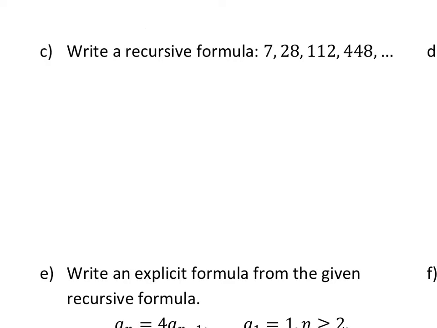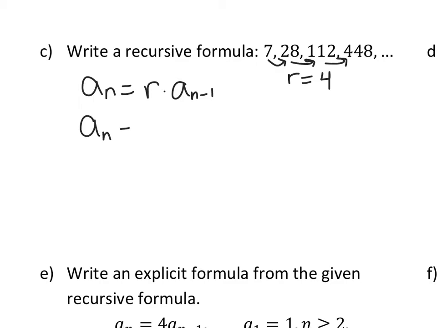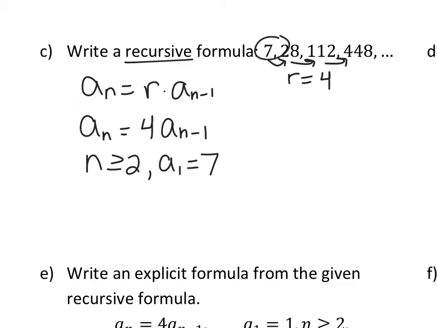Letter C. Write a recursive formula. 7, 28, 112, 448. It definitely is increasing quite a bit, so I know this is going to be geometric, and the common ratio is times 4, so 4. Recursive formula, if you need to look at the top, go ahead and do so. Your recursive formula for geometric sequences is a sub n equals r times a sub n minus 1. So a sub n equals our common ratio of 4 times a sub n minus 1. Whenever we write recursive formulas, we need to give our parameters. So n is greater than or equal to 2, and our first term is 7.